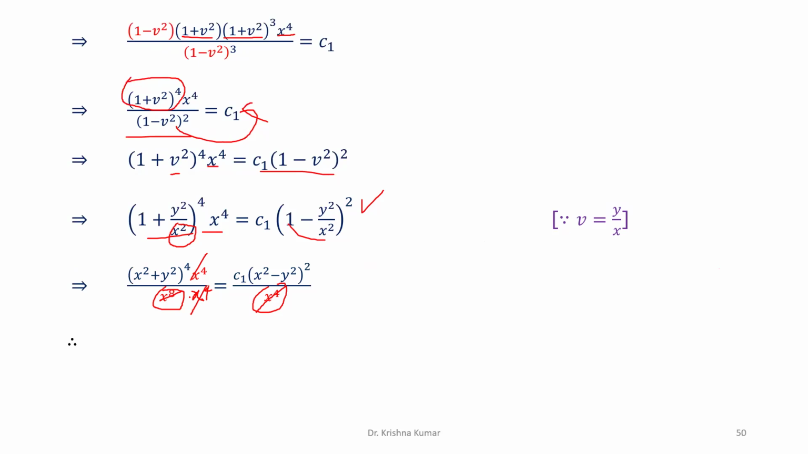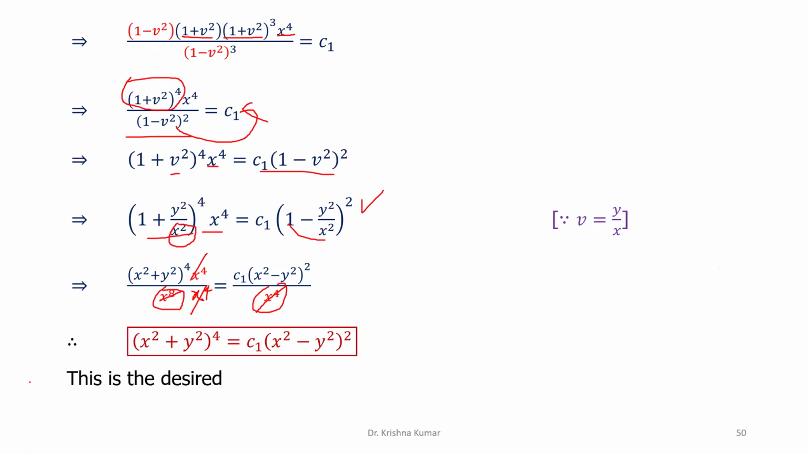So we have x square plus y square whole to the power 4, which is equal to C1 times x square minus y square whole square. This is the desired general solution of the given differential equation.